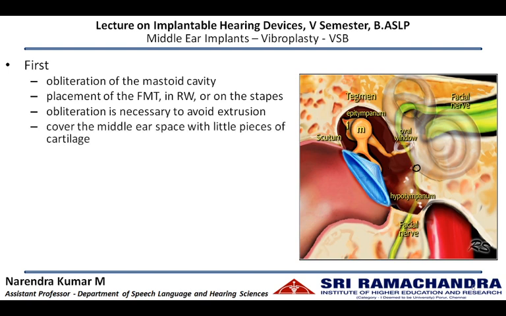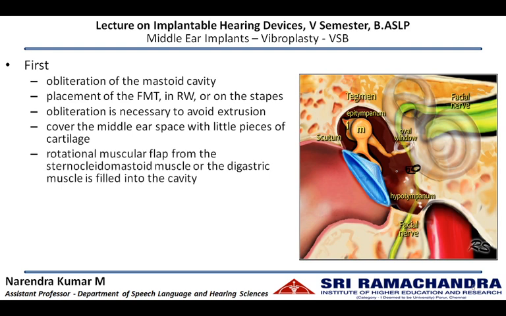Once the floating mass transducer is placed at the level of the round window or on the oval window, the middle ear space is covered with tiny pieces of cartilage. This will prevent the movement of the floating mass transducer and it will be held tightly onto the cochlea. The rotational muscular flap from the sternocleidomastoid muscle or the digastric muscle is used to fill the middle ear cavity. Again, this holds the floating mass transducer in position.